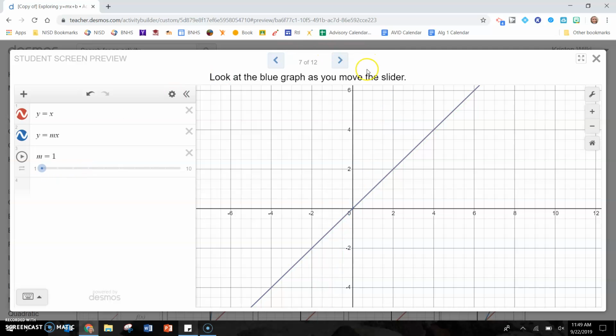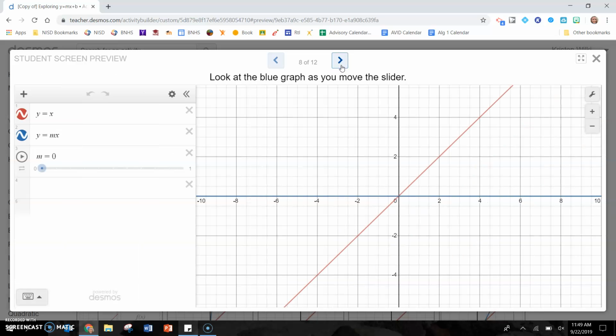Okay, let's see what happens when m becomes smaller. So we've got our y equals x line still going through the origin, still having a slope of 1 over 1. If I push the slider on here, these numbers are going to get really small. So notice they're all decimals. And if you notice, the graph is getting flatter and flatter.